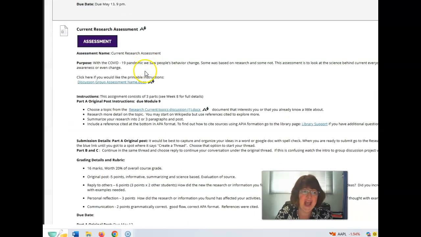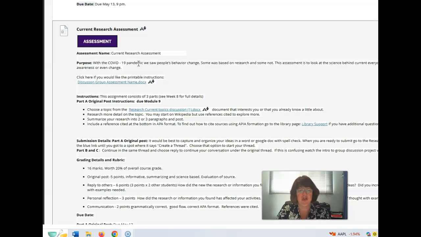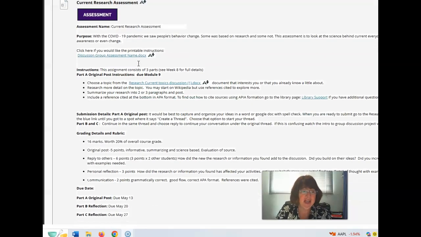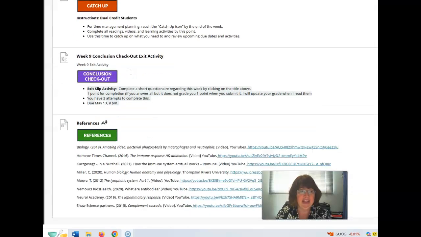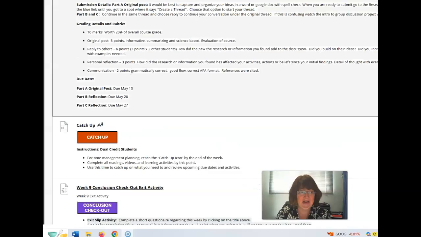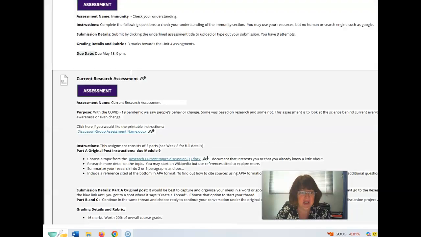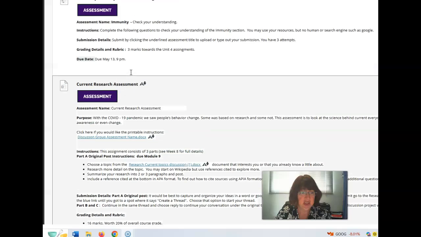And then we have the beginning of the current research assessment. Now notice that the original post is due at the end of Module 9, which is May the 13th. You can push it over a bit, but Part B is based on the first posts, so it's important you get it done. Now, another big thing at the end of this module is the test.